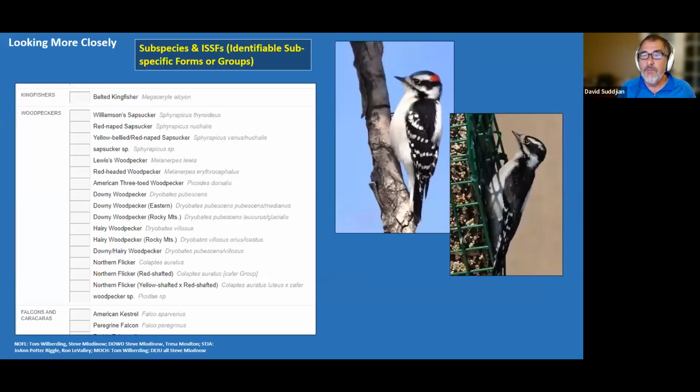Here's our downy woodpeckers, the eastern group or eastern form on the left and the Rocky Mountain form on the right. One of the main differences is the amount of white on the wing panel. Above the black and white barred flight feathers down here, we have white here, white dots, and no white dots from eastern to Rocky Mountain for the downy woodpecker.